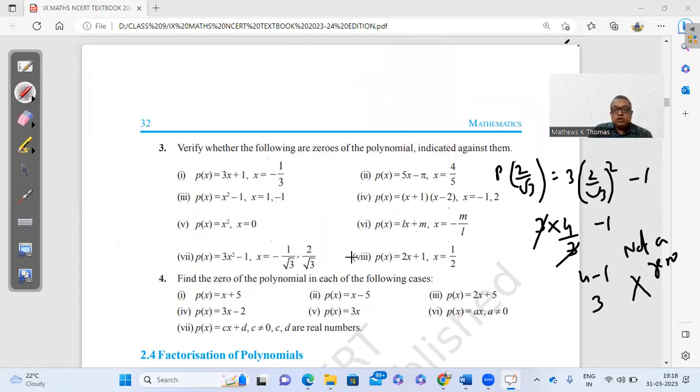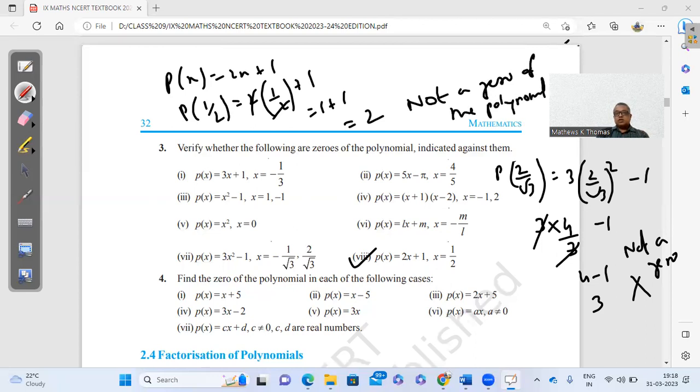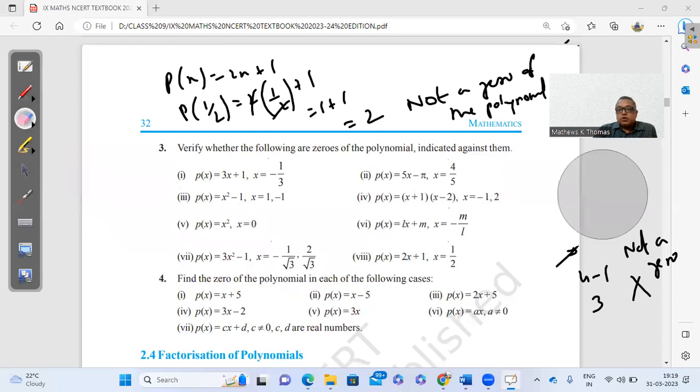Then we come to the last part of question 3. P(x) is 2x plus 1. X value is given half. So P(1 by 2), instead of x, put 1 by 2. 2 and 2 get cancelled. We get 1 plus 1. So the answer is 2. So is it a 0 of the polynomial? Answer is no, not a 0 of the polynomial. So this is the technique by which we can find out whether the numbers indicated are zeros of the polynomial or not.